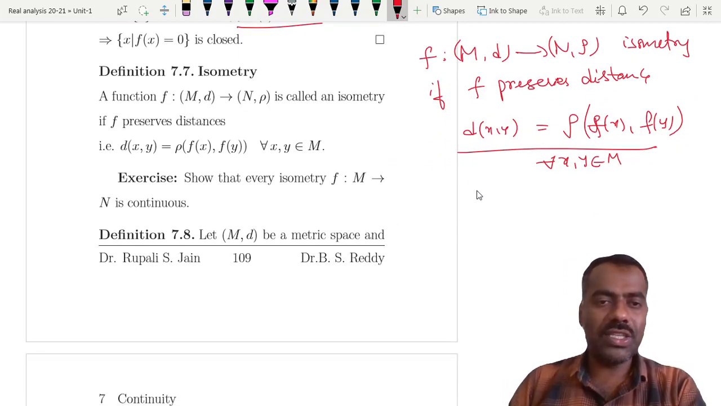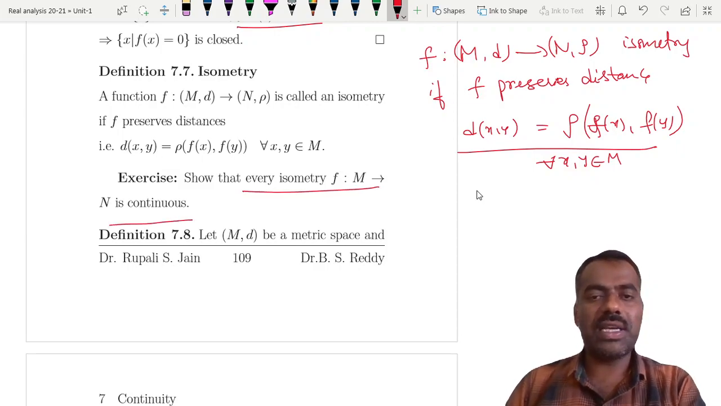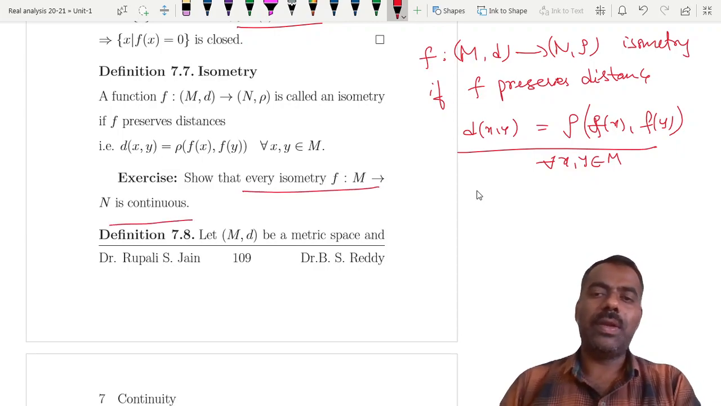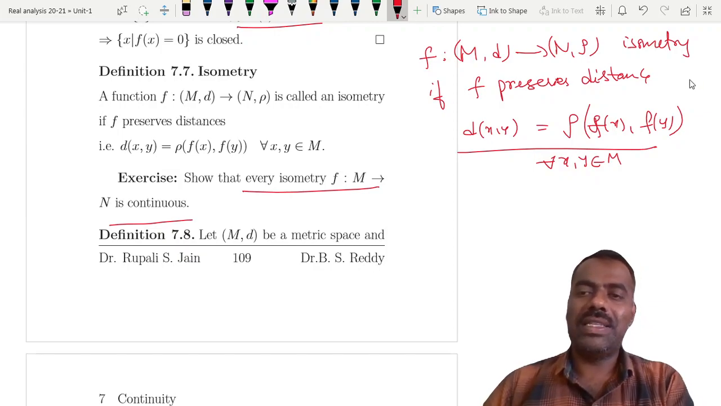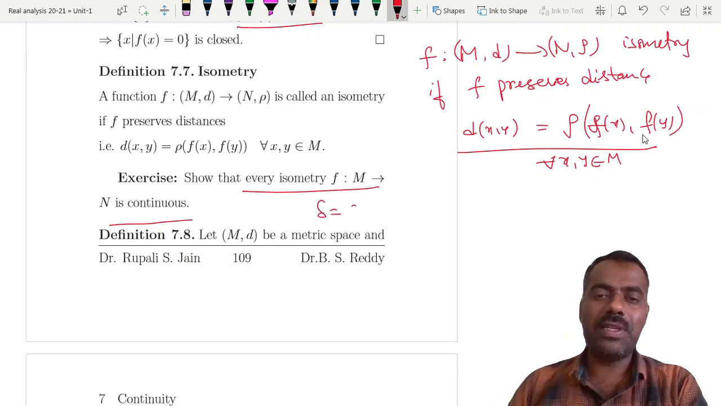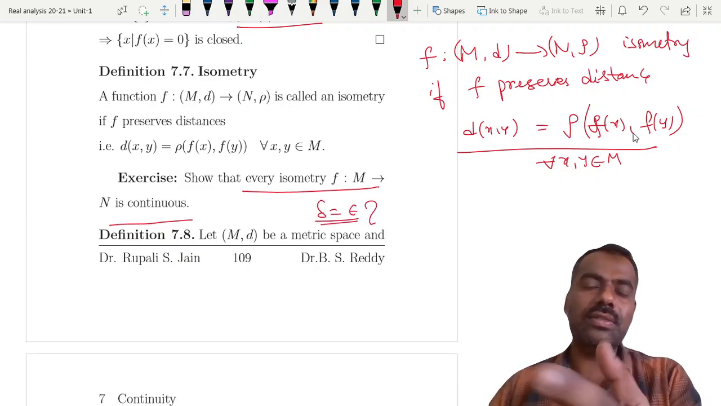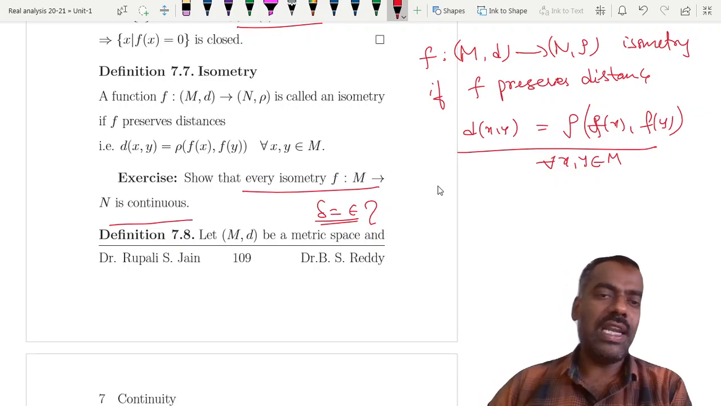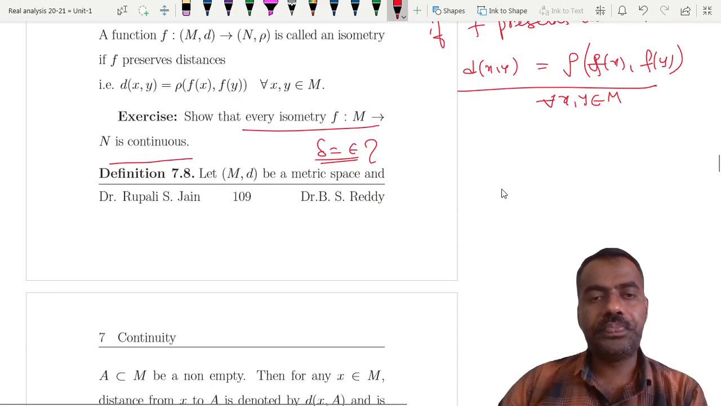A simple, very basic exercise is to show that every isometry is continuous. By just this definition it follows: if you take your delta as epsilon, you are done, right? Just write it clearly, you will get it.